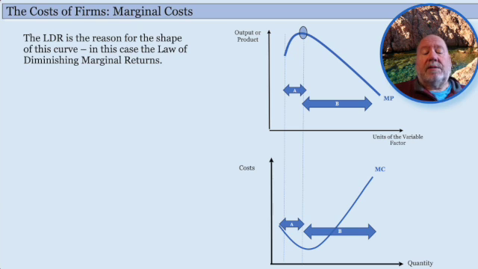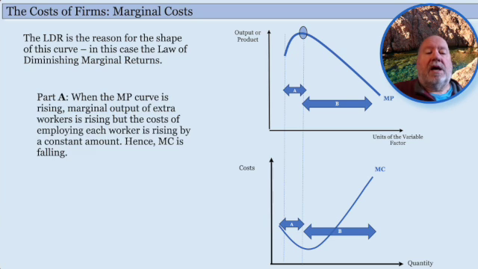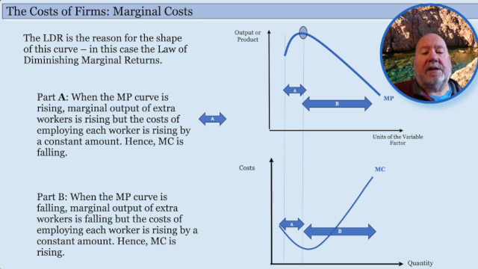Well, finally, let's move on to marginal costs. The law of diminishing returns is also the reason for the law of diminishing marginal returns. So here we see marginal product is rising, so therefore marginal cost is falling. When marginal product falls, marginal cost rises. Okay, and you can see it there. You have these two different areas. MP is rising, causing marginal cost to fall.